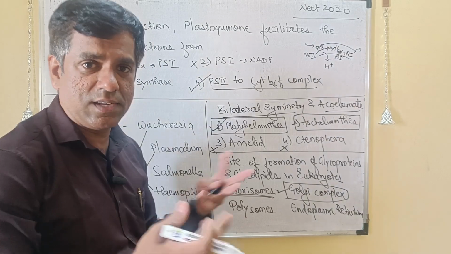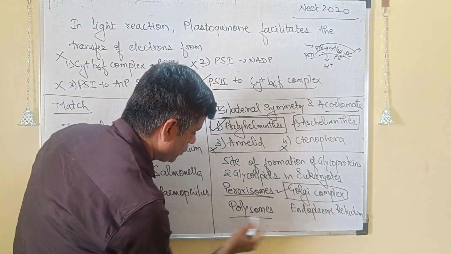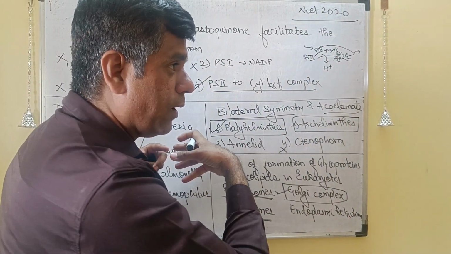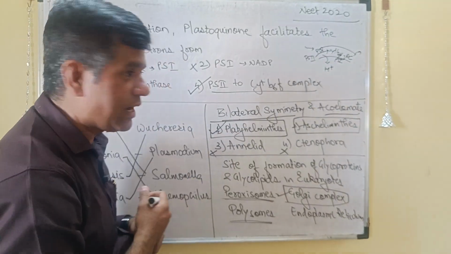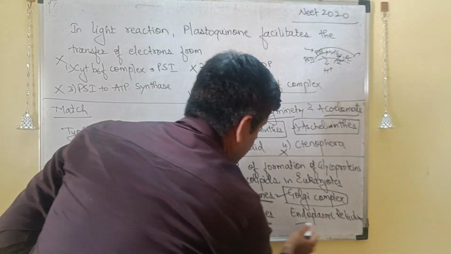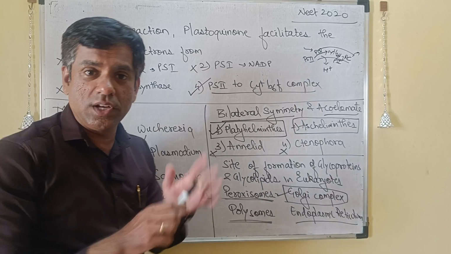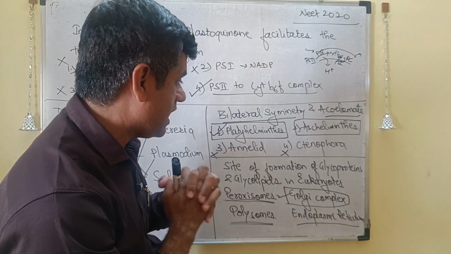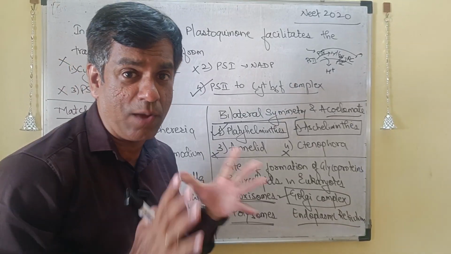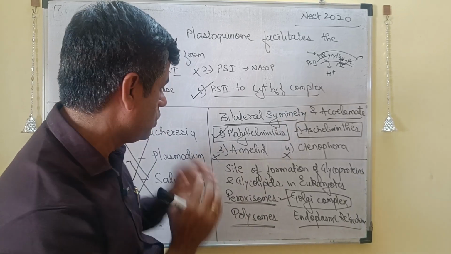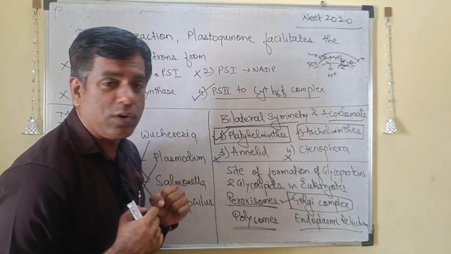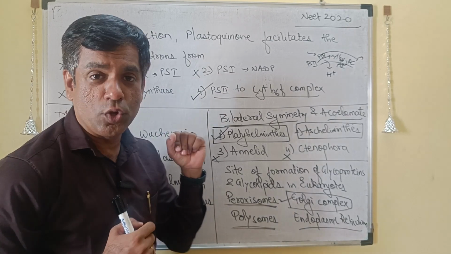Peroxisomes have some different enzymes and come under microbodies. You have polysomes, which are many ribosomes attached to mRNA, especially found in prokaryotes. Endoplasmic reticulum, the smooth one is involved in lipid synthesis, and the rough one, having ribosomes, is involved in protein synthesis. So here glycolipids and glycoproteins is your Golgi complex.